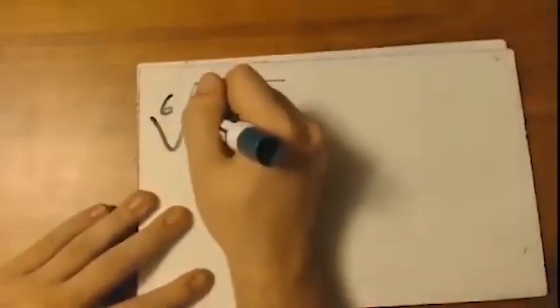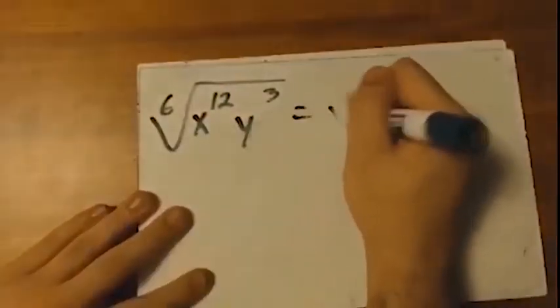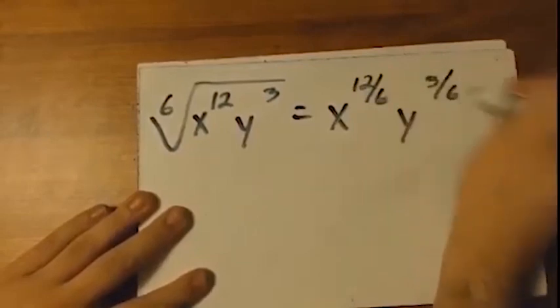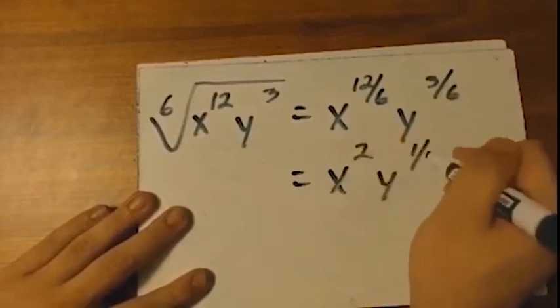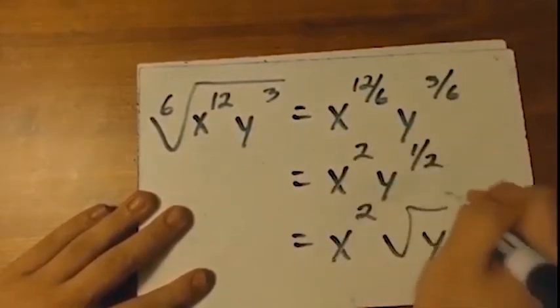B, 6th root of x to the 12th y cubed. Power over root. That's x squared, y to the 1/2. x squared square root of y.